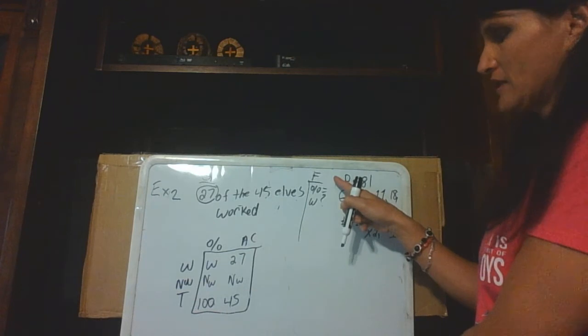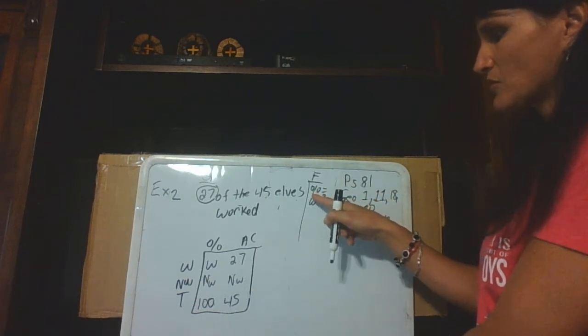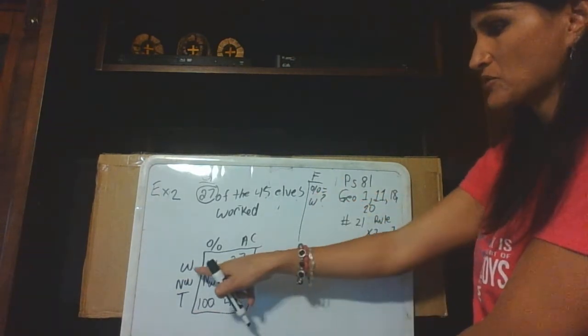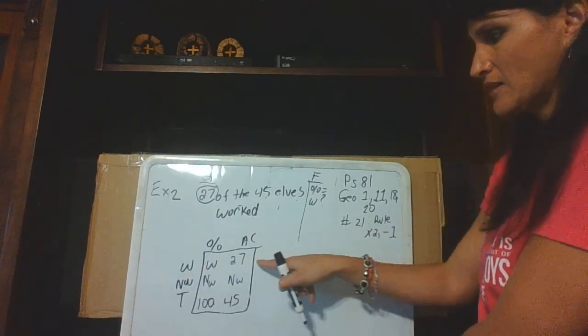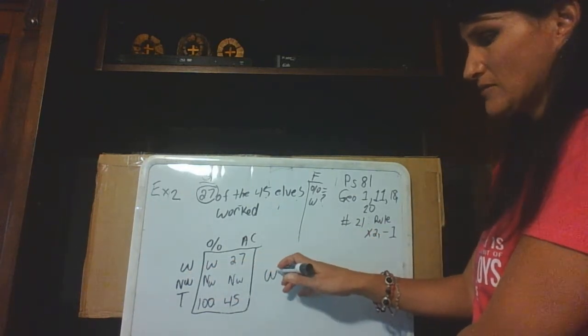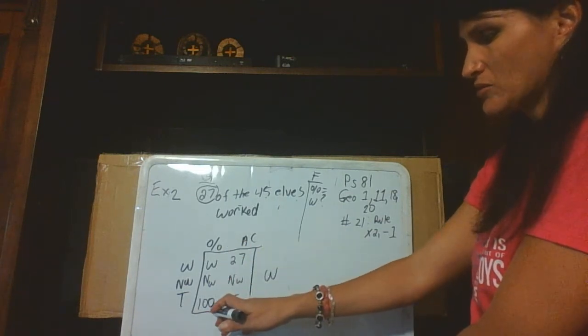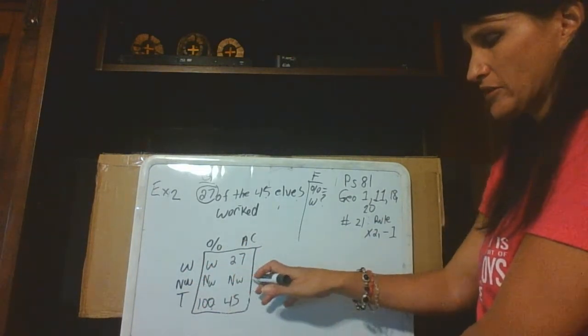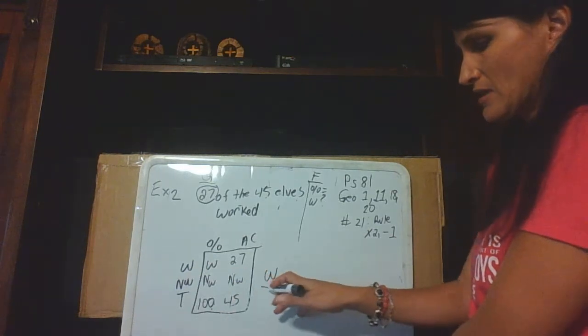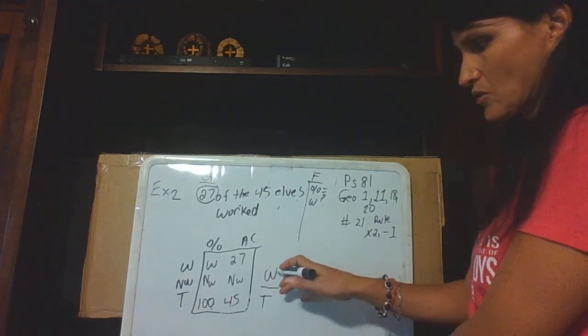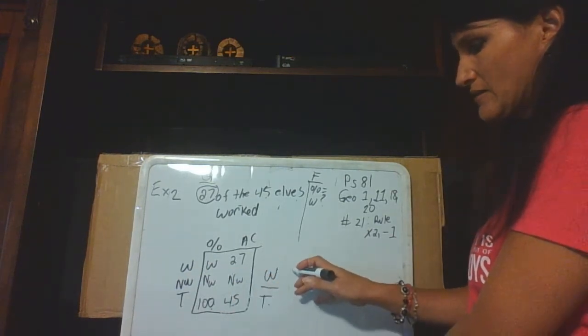Then I go to my find. My find says to find the percent that worked. So I go to my percent that worked column. Here it is. And I pull out W, and then I know that I'm going to use the total column because this one has two variables, so I can't use this column, so it has to be total. So worked over total.